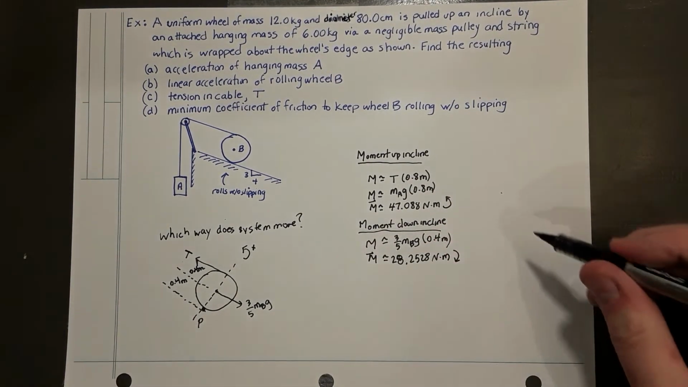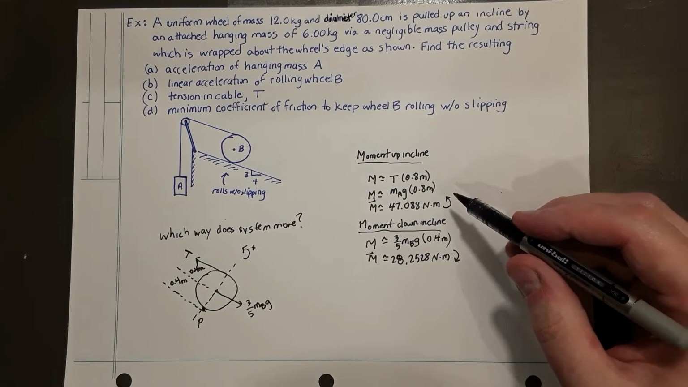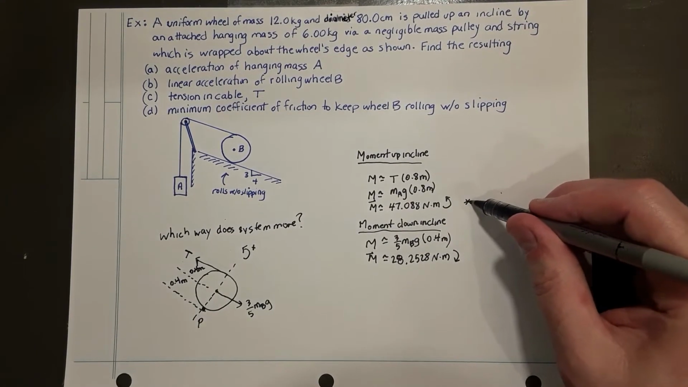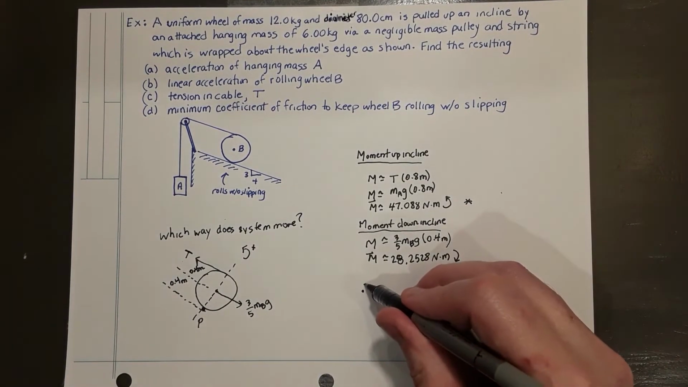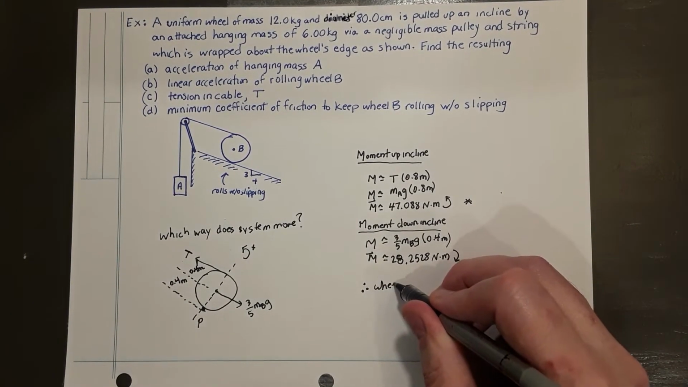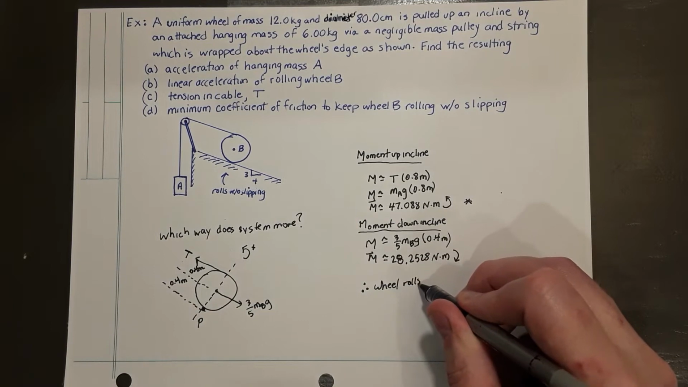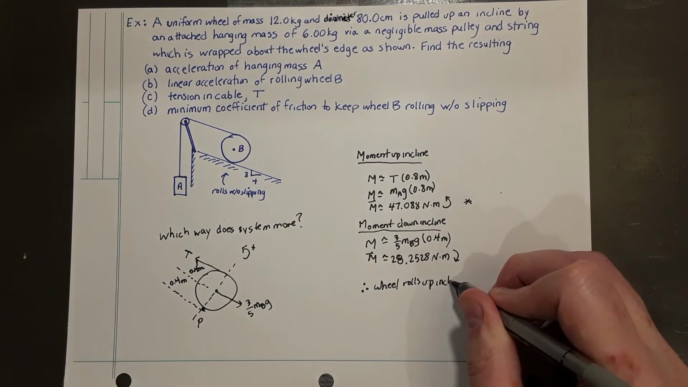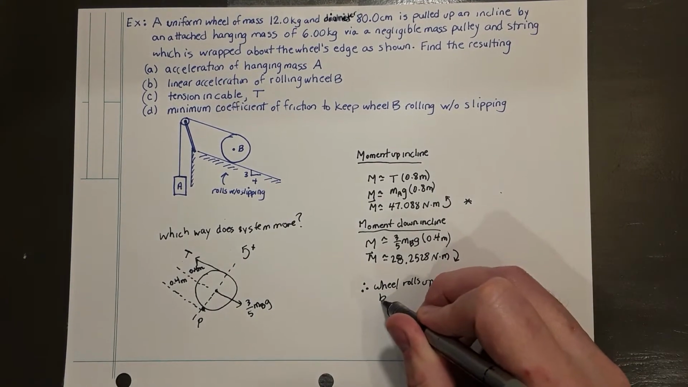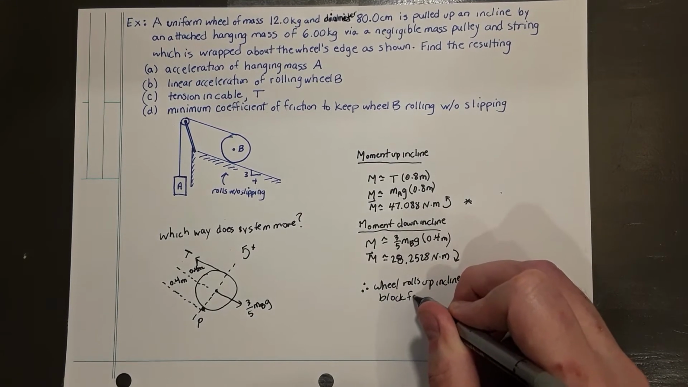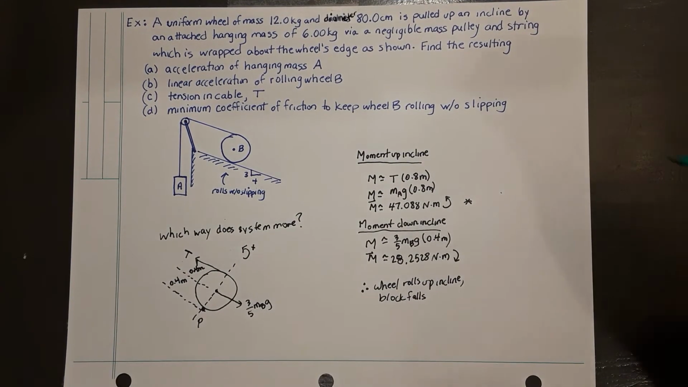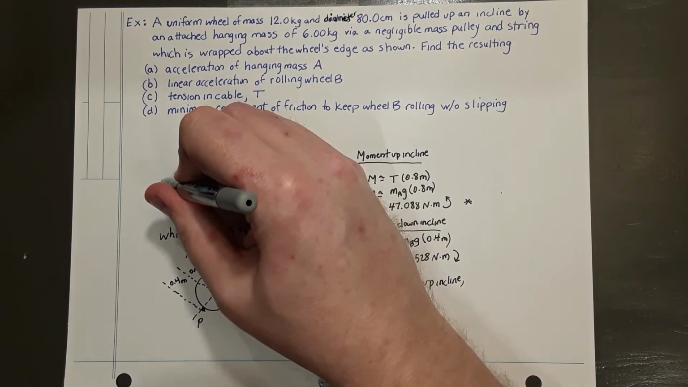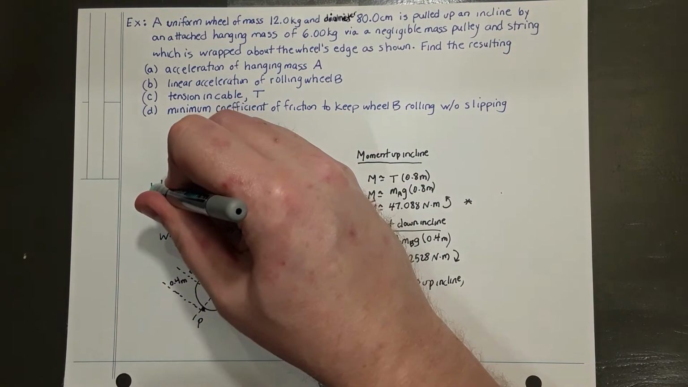These two moments are in opposite directions, but clearly this one is larger, almost by a factor of 2. So therefore we can make this conclusion that the wheel rolls up the incline and the block falls down. So now when we do step 2, where we label our positive directions, we now know that the block A is going to fall.